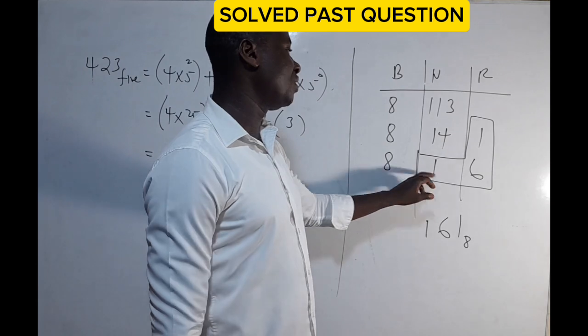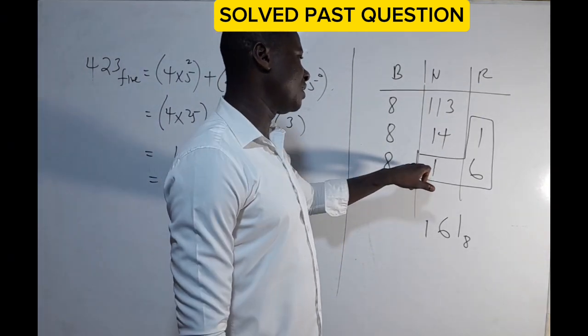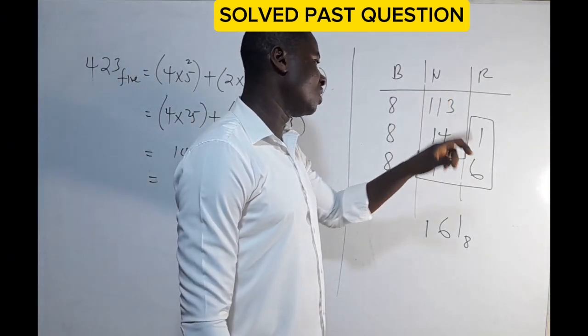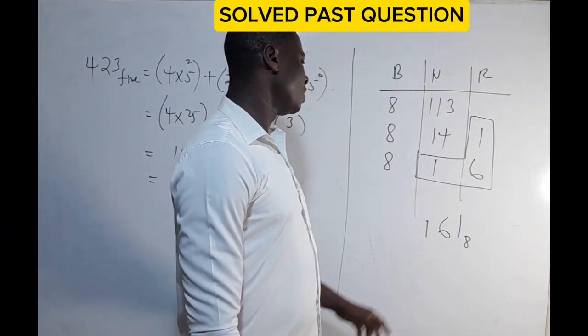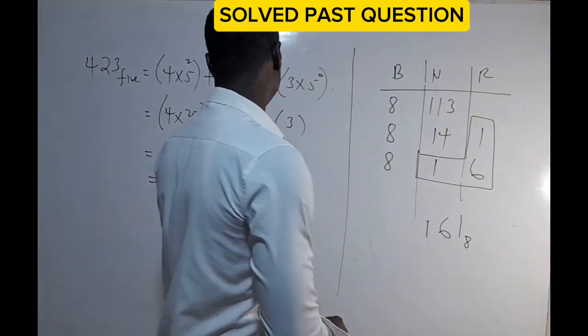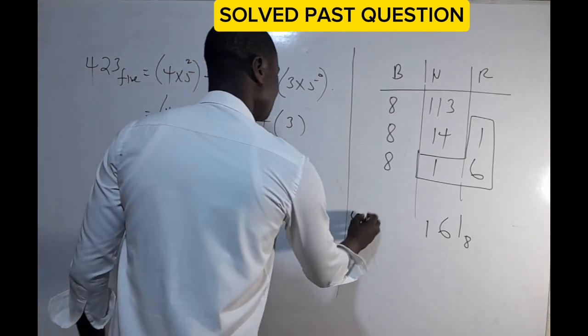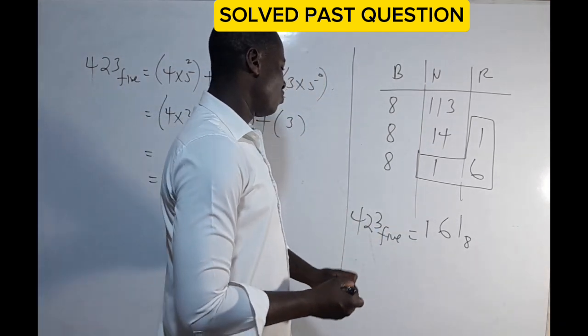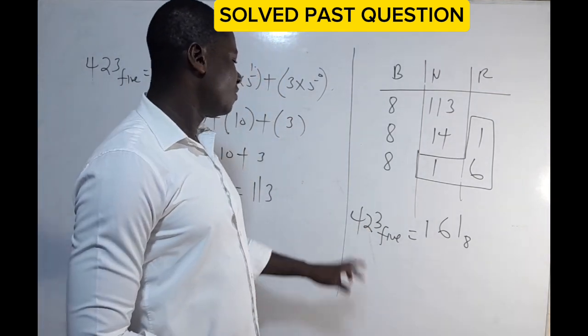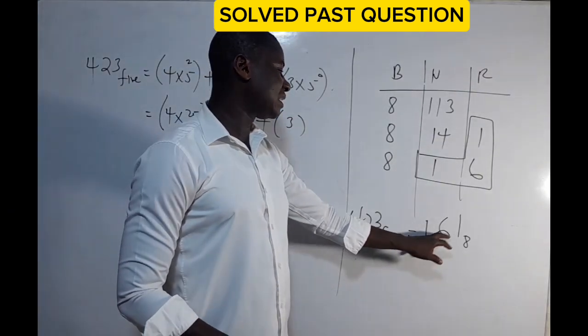But 8 cannot go in here, so you have to stop here and pick the number from here, 161. Take note, you pick it from here, not from the top, it's from the down, 161, okay? So we have 161 base 8. It means that 423 base 5 is equal to 161 base 8.